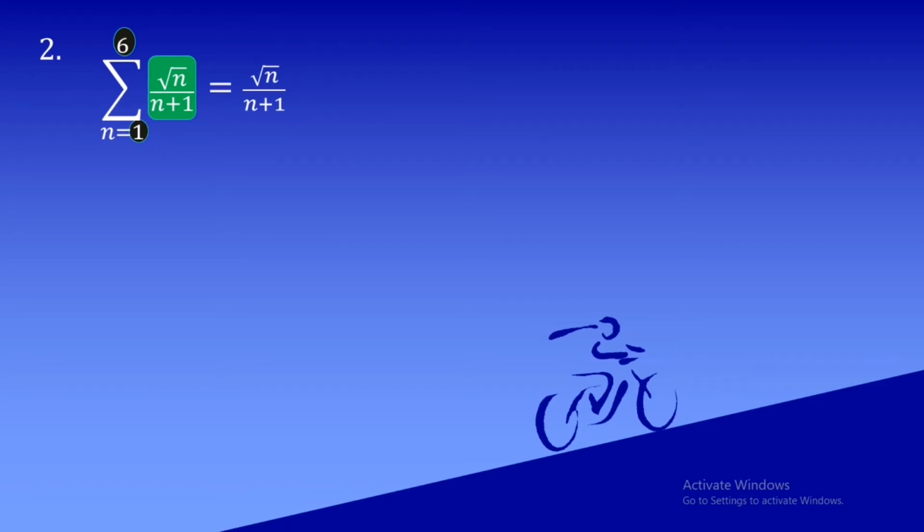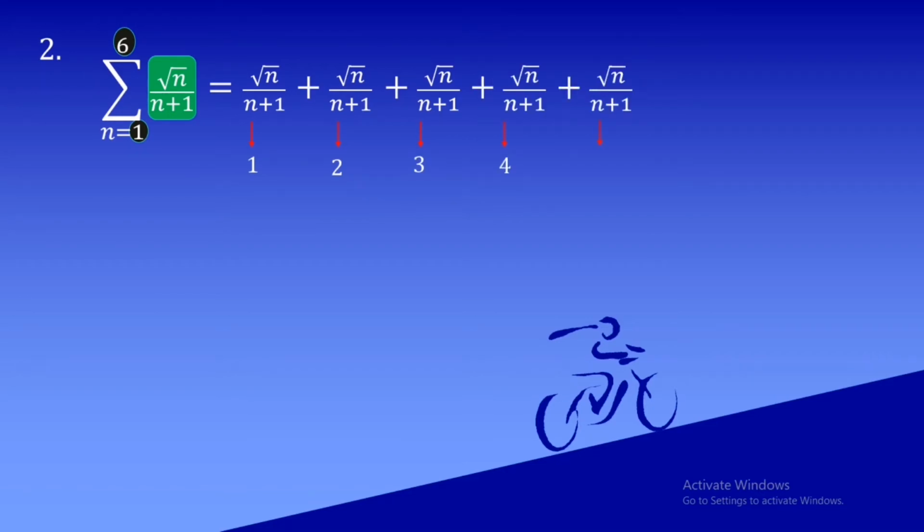In the first term, copy the formula, square root of n over n plus 1, and it will start at the lower bound, that is 1. Just continue copying the formula of the term up to the upper bound, that is 6. Then keep substituting different values of our index.